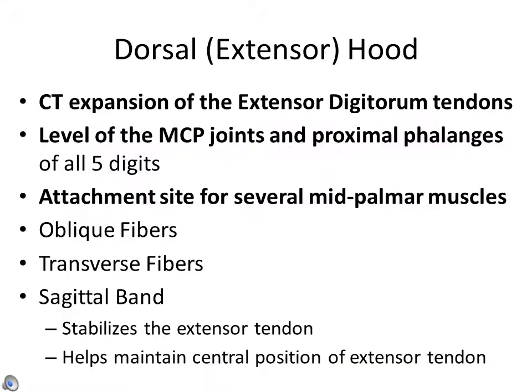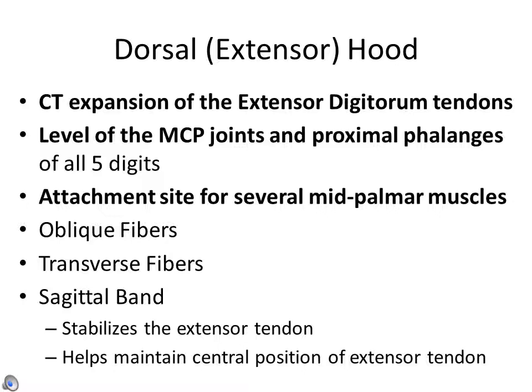The dorsal hood, also known as the extensor hood, is a connective tissue expansion of the extensor digitorum tendon. It is located at the level of the metacarpophalangeal joints and proximal phalanges of all 5 digits. The dorsal hood serves as an attachment site for several mid-palmar muscles which we have discussed previously.